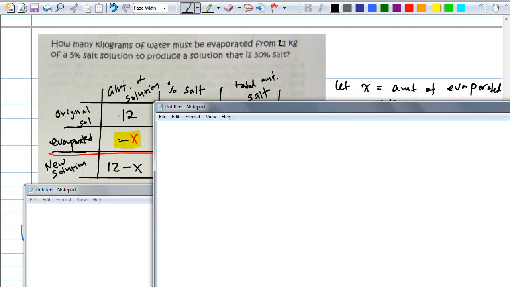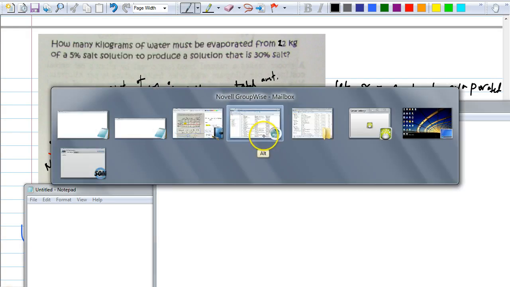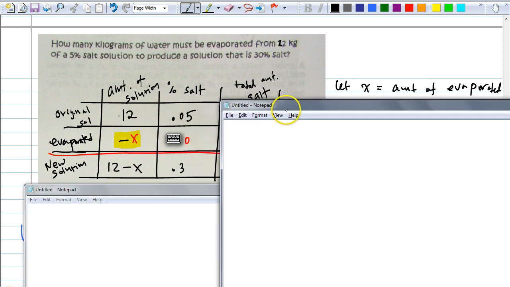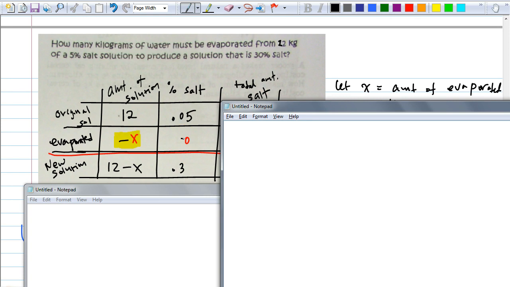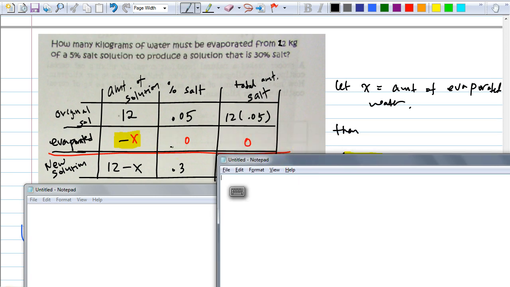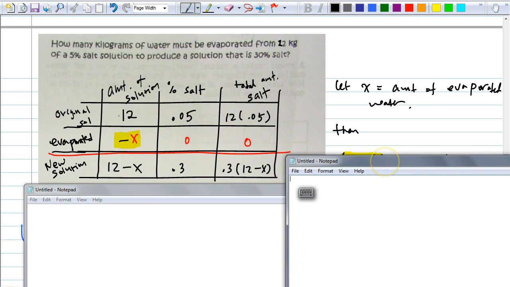Of course, what percent of the original solution is salt? 0.05. What about when you evaporate it? Are you getting rid of any of the salt there? It'll be 0. And what do we want the new solution to be? 0.3. Does that make sense? Because when you're evaporating, you're not getting rid of any salt or adding any salt, so percent of salt is 0. The total amount of salt from the original is amount times percent, you multiply them together. From evaporating, you're not adding or subtracting any salt. What about the new solution? How much of it is salt now? You simply multiply 30% by 12 minus X.